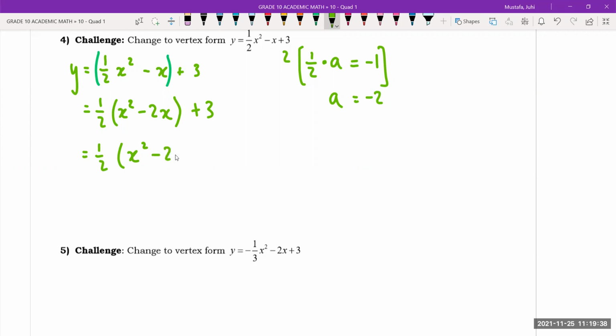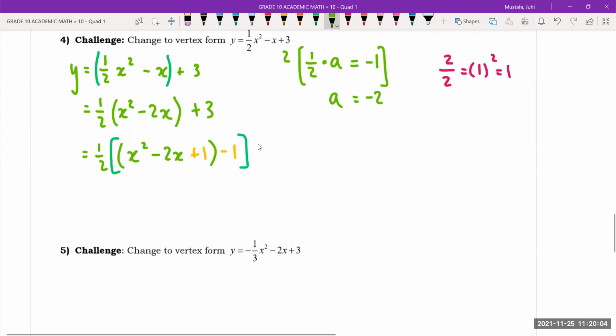We're going to have a -2x. Now this step, you've probably gotten a lot better at it. It's going to be 2 divided by 2, which is a 1. And then a 1 squared is going to give me a 1. So what I'm going to do is I'm going to add a 1 over here. And then I'm going to subtract a 1 over here. And then I'm going to put big square brackets around everything plus 3.